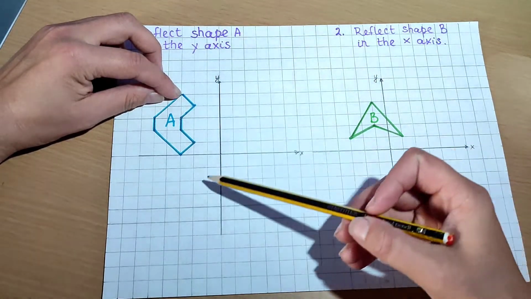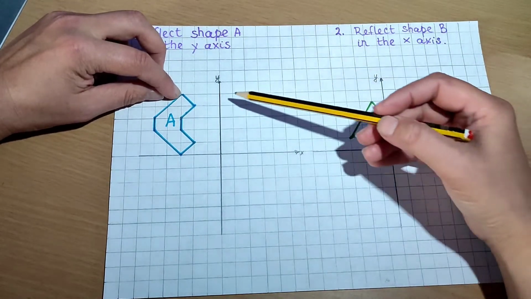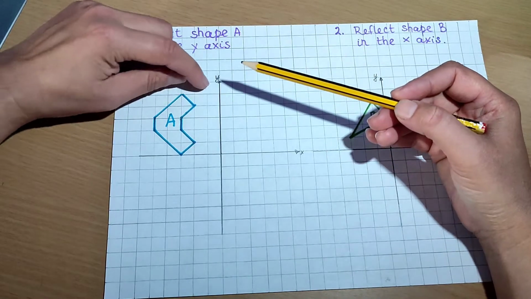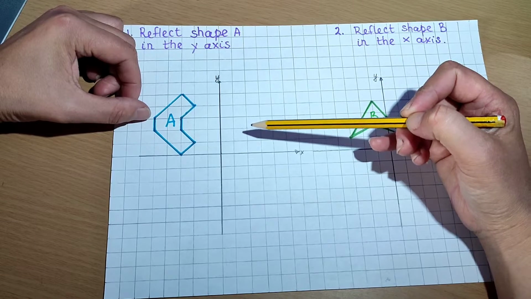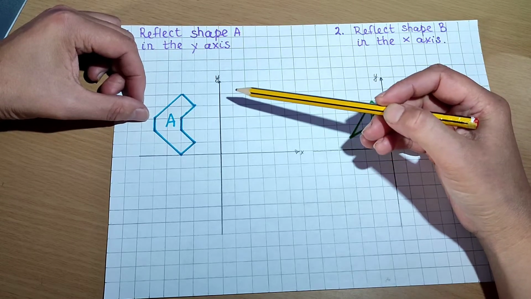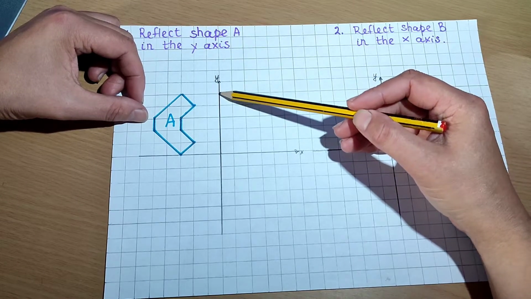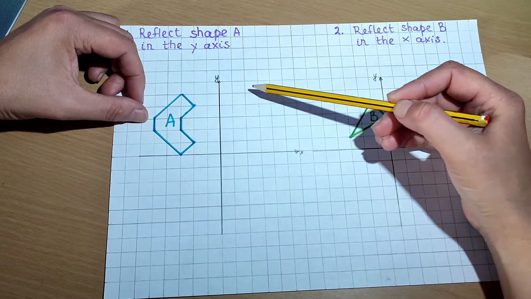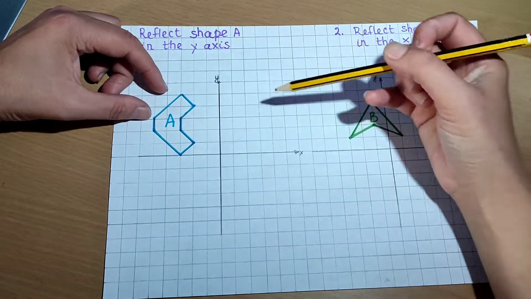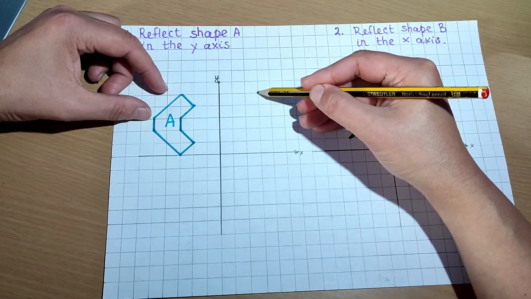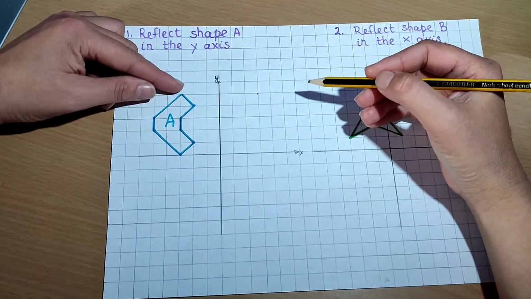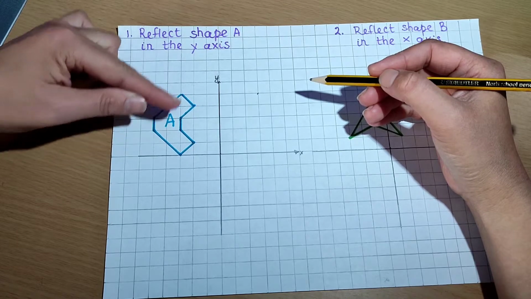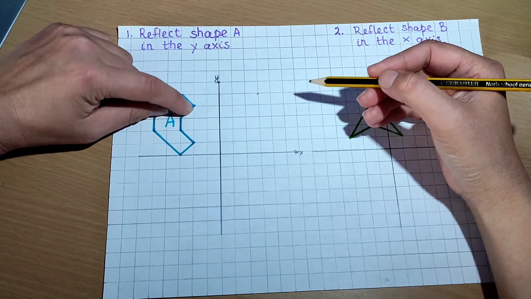How many squares do we have to the mirror? We've got 1, 2, 3 squares up to the mirror. So we need to do exactly the same on this side. We go 1, 2, 3 squares and we'll put our point here. Let's do it systematically, one at a time, going from the top to the bottom. So our next point is here.